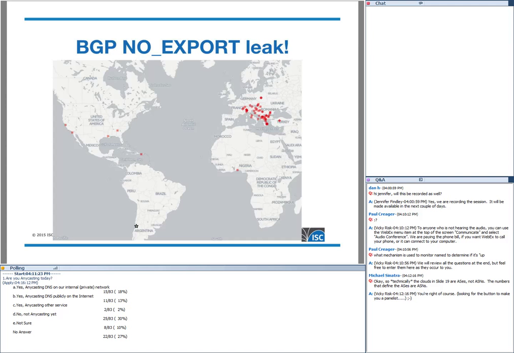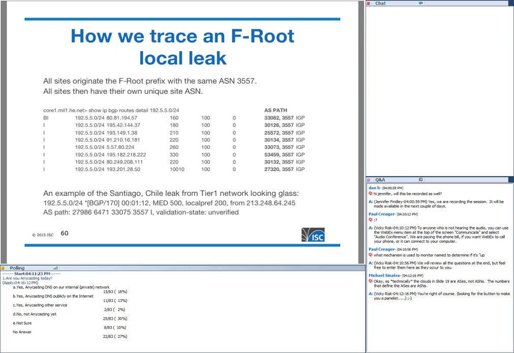I'll show you how I track this down. So what you need to know is that our FROOT Anycast instances all have the same origin autonomous system number, ASN, 3557. Additionally, we also have a unique ASN for each site. We go to the regional internet registry, and each time we're turning up a FROOT node, we get a new unique ASN. And so in this particular example, I bolded them on the right.